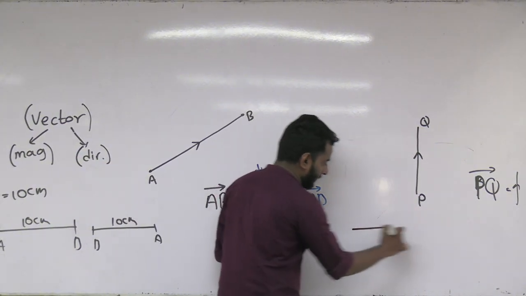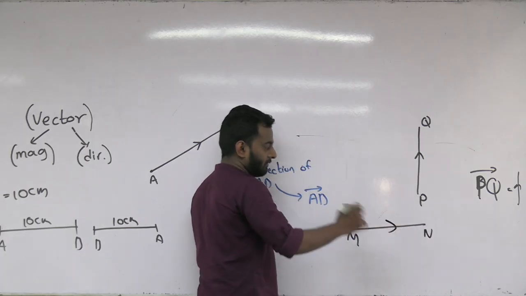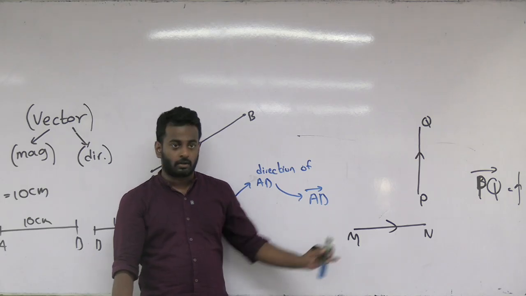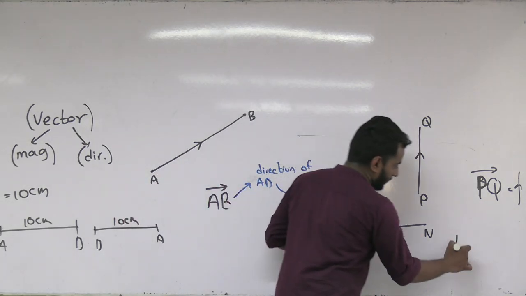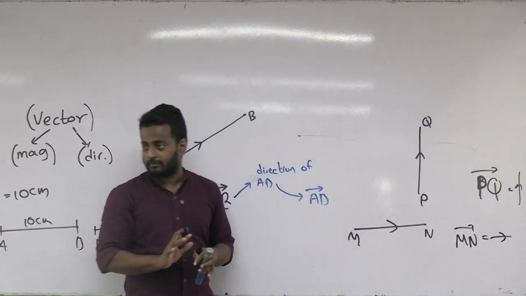Another example. We have a line MN which is horizontal. Then what must be the direction of the vector MN? Horizontal, because the line MN is horizontal. The direction of the line is horizontal, so the vector MN must be horizontal. It's so simple. Fine, right?